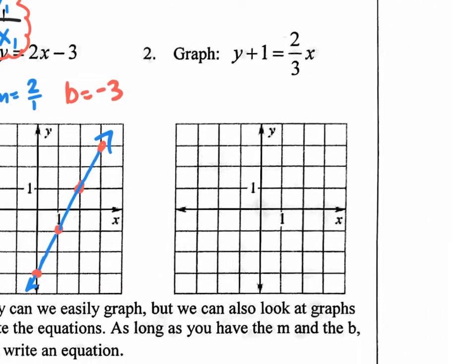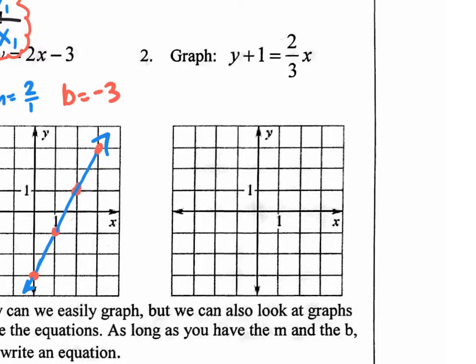Number 2, is it in slope-intercept form? No, it's not. So what do I need to do? Subtract 1. Let's all subtract 1. We're going to rewrite it. It's going to say y equals 2/3 x minus 1. Now that it's in slope-intercept form, you could clearly identify your slope, which is what? 2/3, and your b value, which is what? -1.